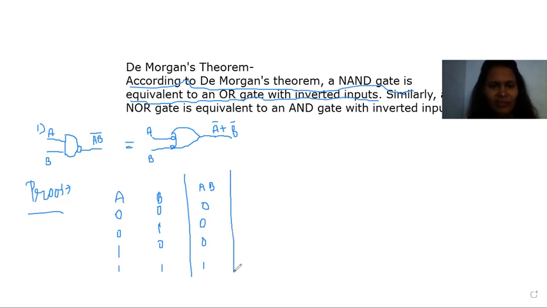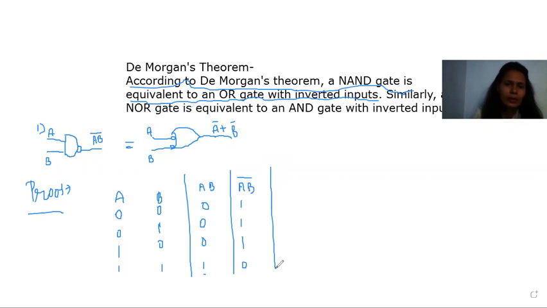Now, we will find AB whole bar. It means we will do complement of this column. Here 0, its complement will be 1. 0, its complement will be 1. 0, its complement will be 1. Here 1, its complement will be 0. So this is the AB whole bar.